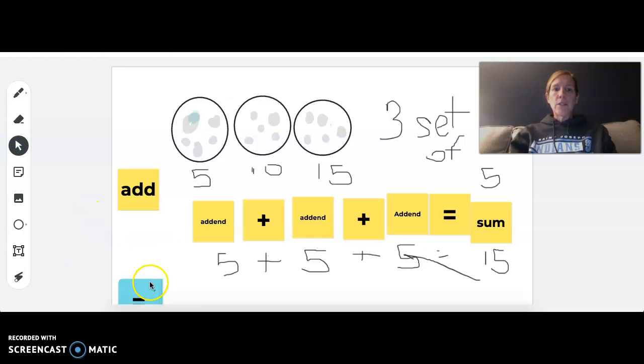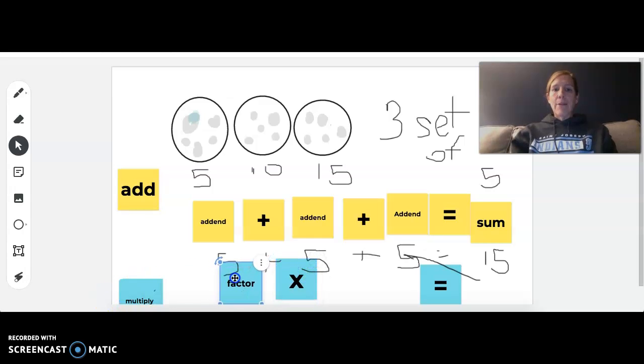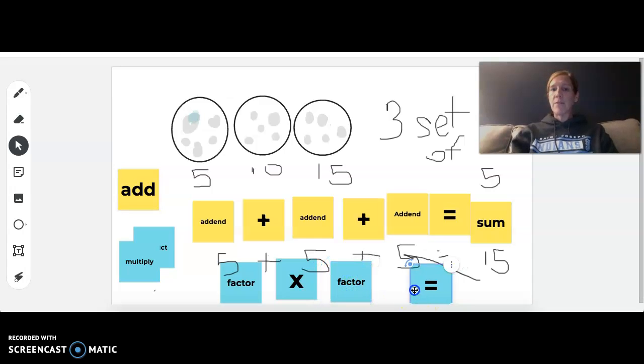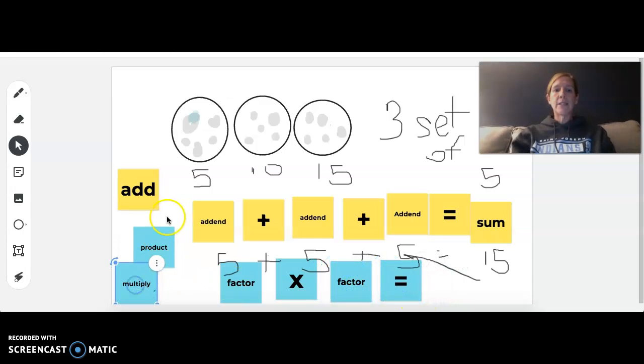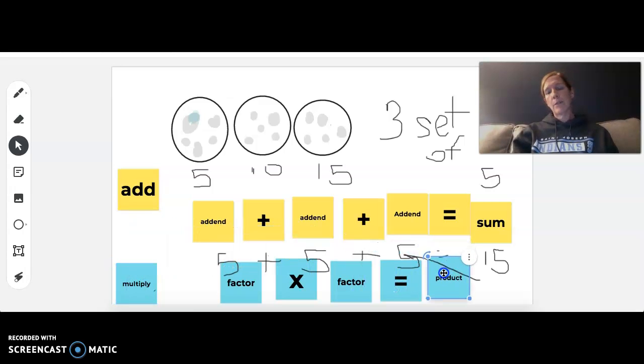Okay, ready? So let's look at these blue Post-it notes. My equal sign is going to go down here. And my multiplication sign, I'm going to have a factor. I need another factor. Times a factor. Factor times a factor is going to equal a, what is the answer when we multiply? That one's new for us, but we'll keep practicing. It's a product, okay? So today we're going to learn how if we take this same problem, same circles and stars, we could show it in addition, repeated addition. 5 plus 5 plus 5 is equal to 15.